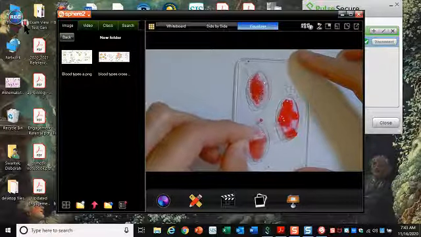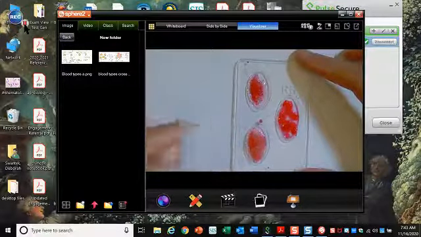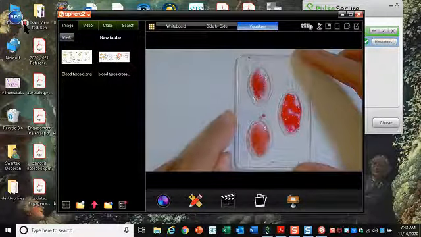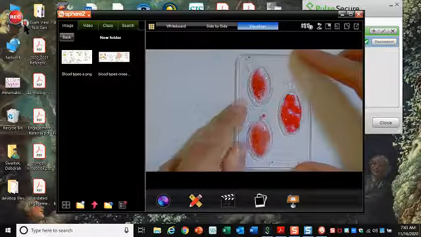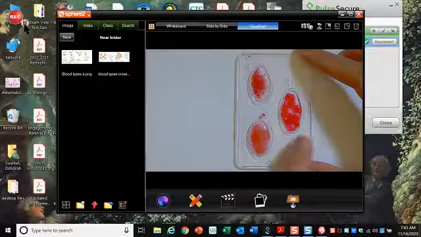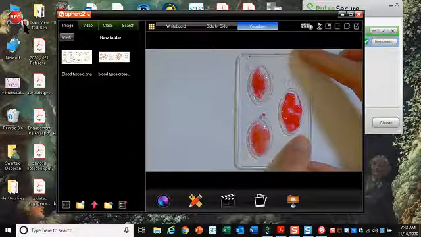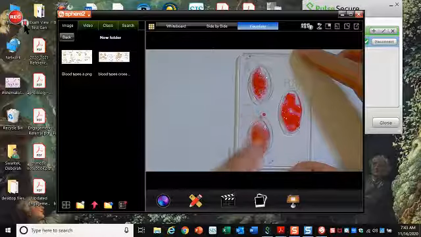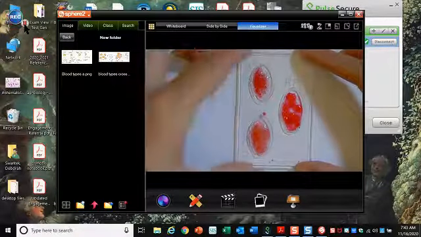All right, so if we see agglutination with all three of our antibodies, that tells us the A antigen is present on the surface of the red blood cell, the B antigen is present on the surface of the red blood cell, and the RH antigen is present. So this blood type would be AB positive.